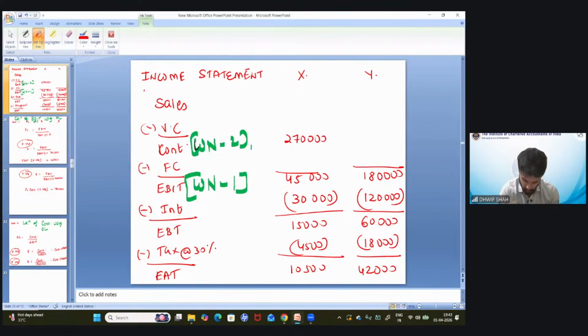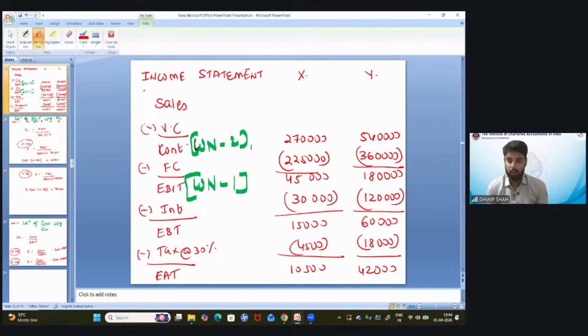So from working note 2, we found contribution 2,70,000 and 5,40,000. So the balancing figure would be my fixed cost. 270 minus 45,000 is 2,25,000, the balancing figure for fixed cost for X Limited. 540 minus 180 is 360, so 3,60,000 would be the fixed cost balancing figure for Y Limited. Now we have reached contribution. From contribution to sales we have to go in reverse gear.